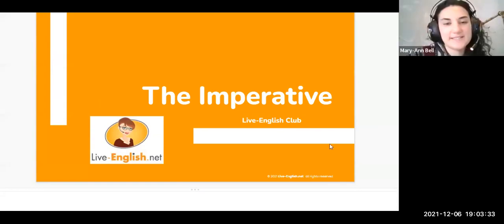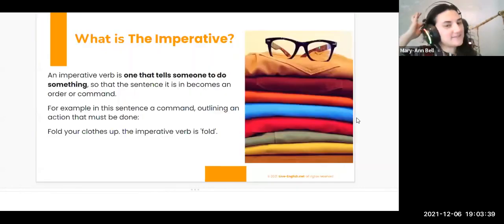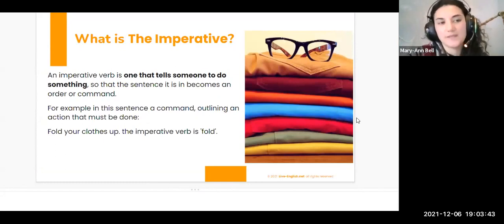So the imperative. Let's get started and see who is right, who is wrong. Okay, so the imperative verb is basically one that tells somebody to do something. That's what we use it for. Okay. So basically, what it does is it means that the sentence becomes an order or a command.